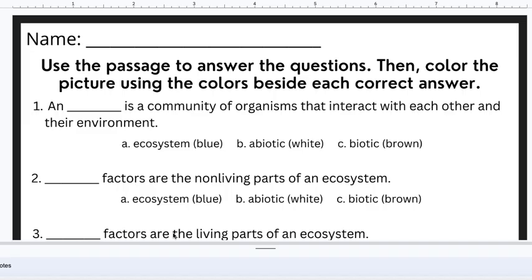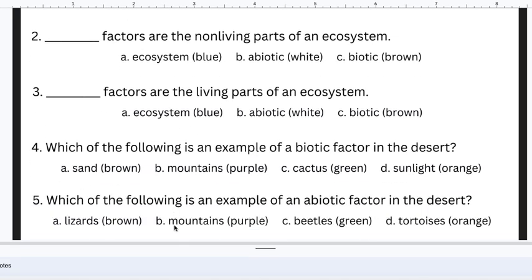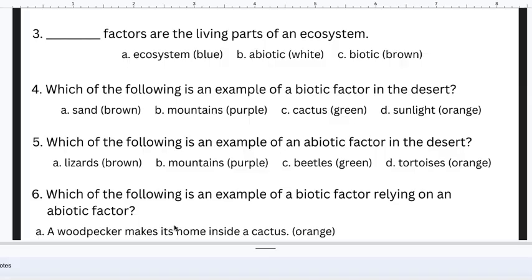Number 2, blank factors are the non-living parts of an ecosystem. Are the non-living parts of an ecosystem A, ecosystem, B, abiotic, or C, biotic? Number 3, blank factors are the living parts of an ecosystem. A, ecosystem, B, abiotic, or C, biotic. The living parts.